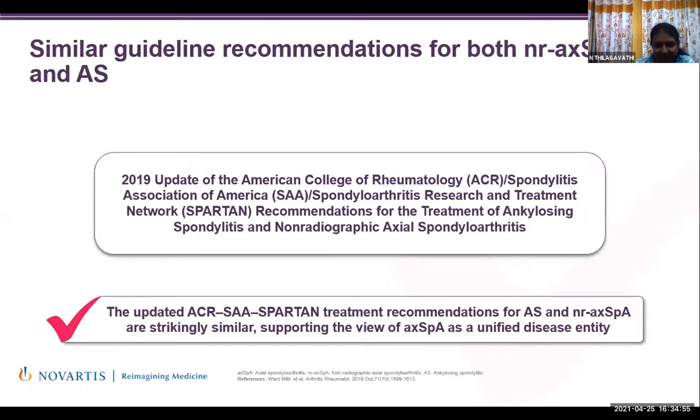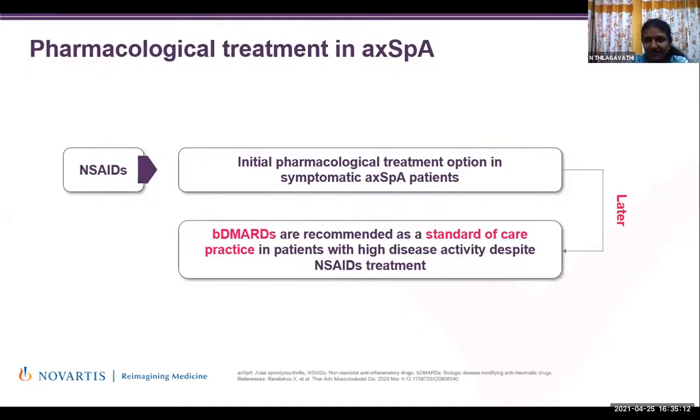And the latest updated ACR criteria and guidelines say that for both non-radiographic and radiographic axial spondyloarthritis, the treatment modality is the same. And both TNF alpha blockers and interleukin 17 inhibitors can be given.